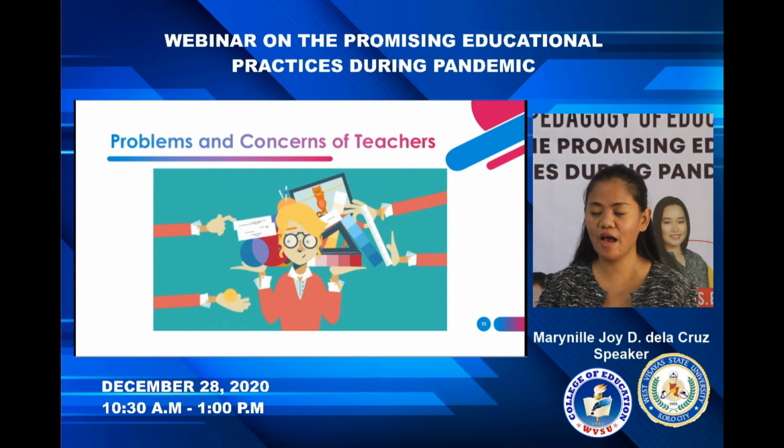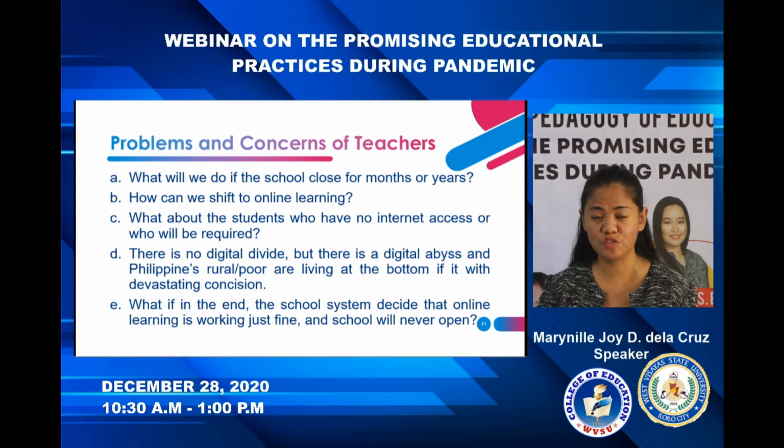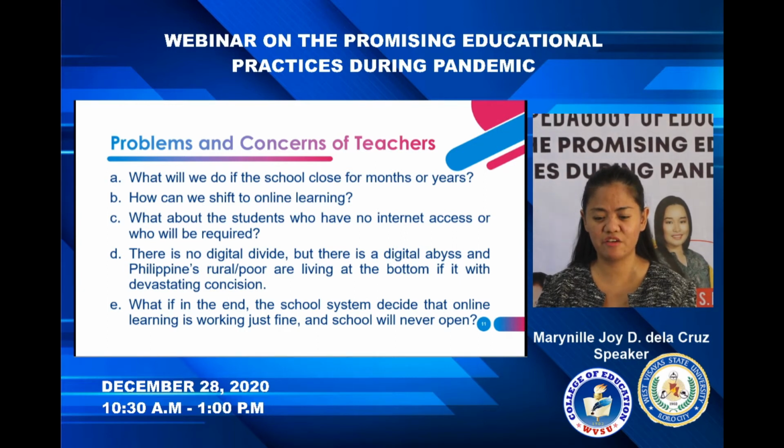In this pandemic, I am sure many teachers have encountered numerous problems and concerns, especially during synchronous and asynchronous classes. So here are some examples of what teachers may think. What will you do if the school closes for months or years? How can we shift to online learning? What about the students who have no internet access? There is no digital divide, but there is a digital abyss, and the Philippines or rural or poor areas are living at the bottom with devastating consequences. What if, in the end, the school system decided that online learning is working just fine and the school will never open?